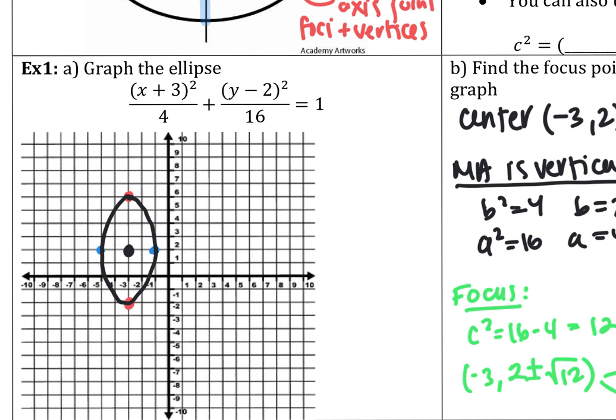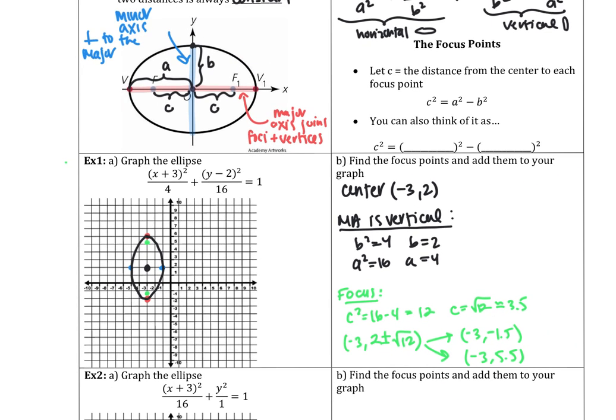-3, 5.5, it's close but inside, and -1.5, it's close but inside. So that is our first ellipse that we've graphed. Let's do one more.